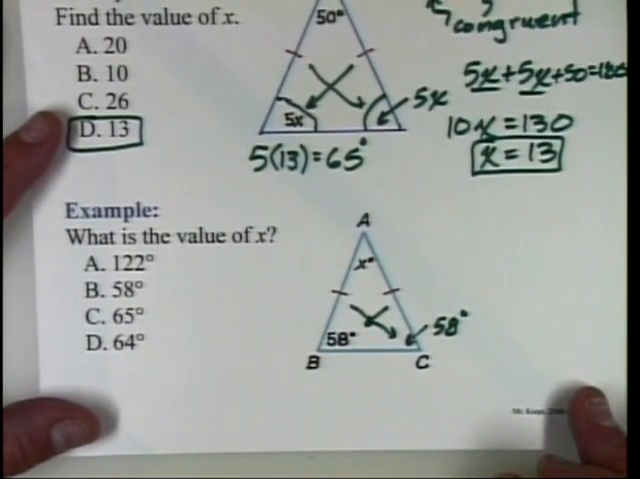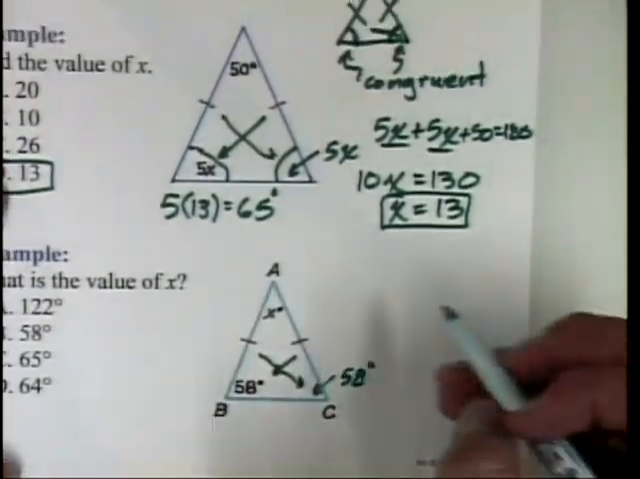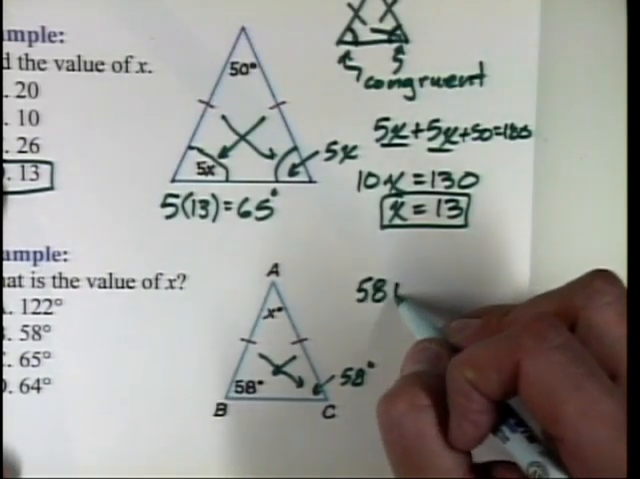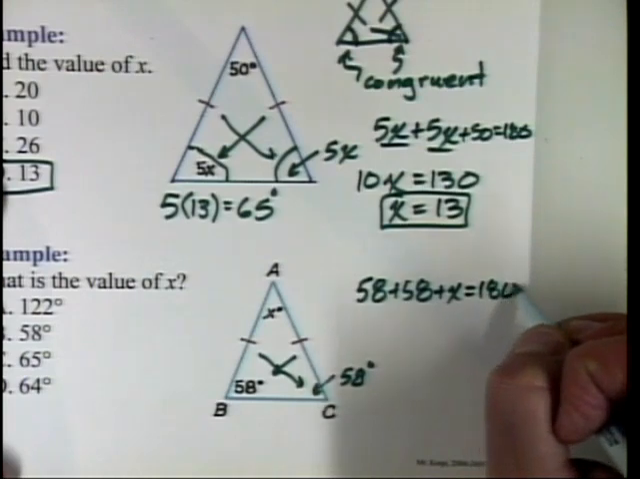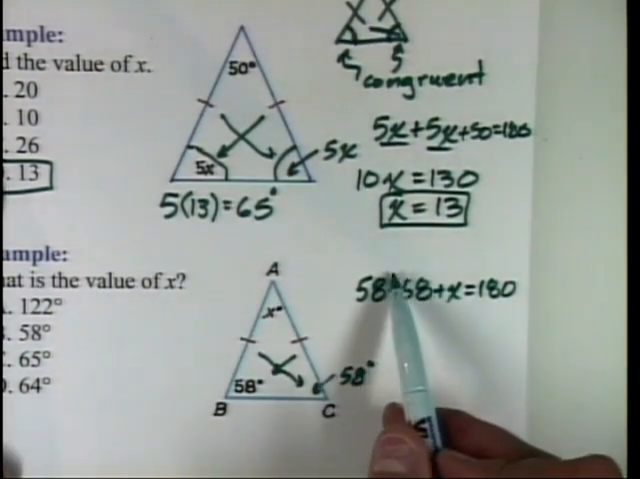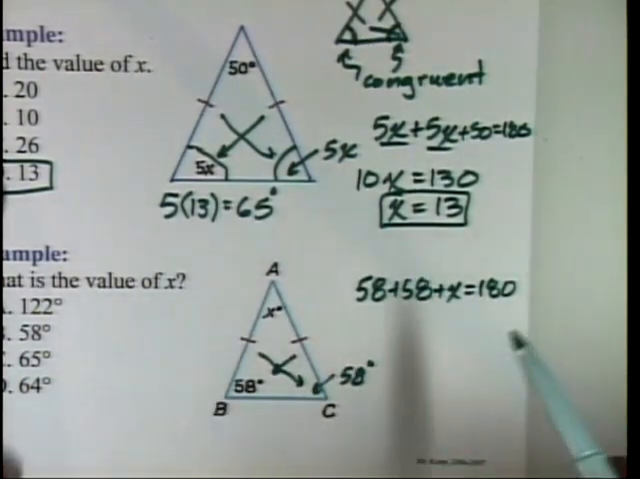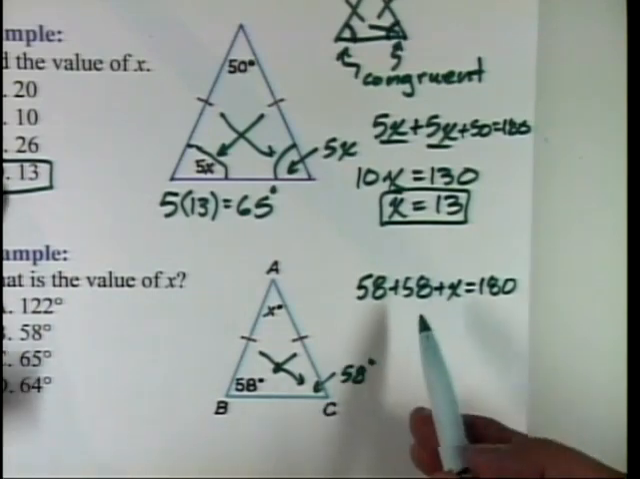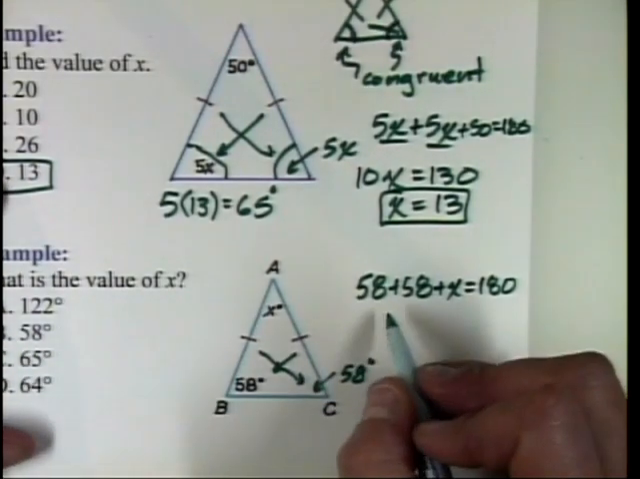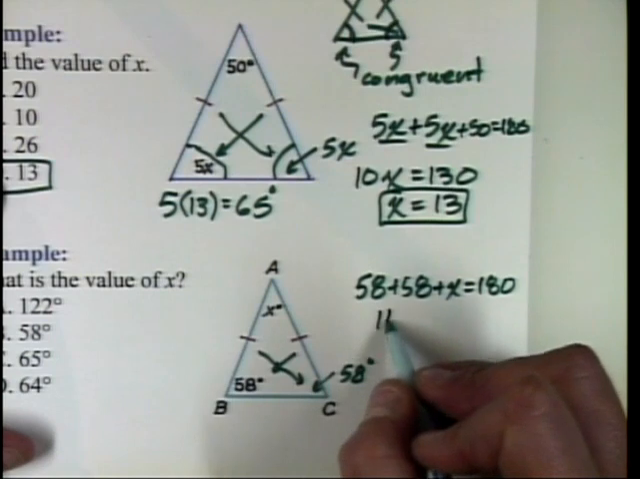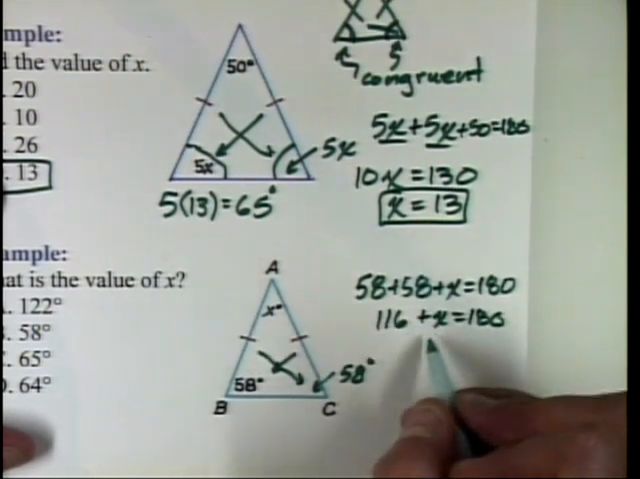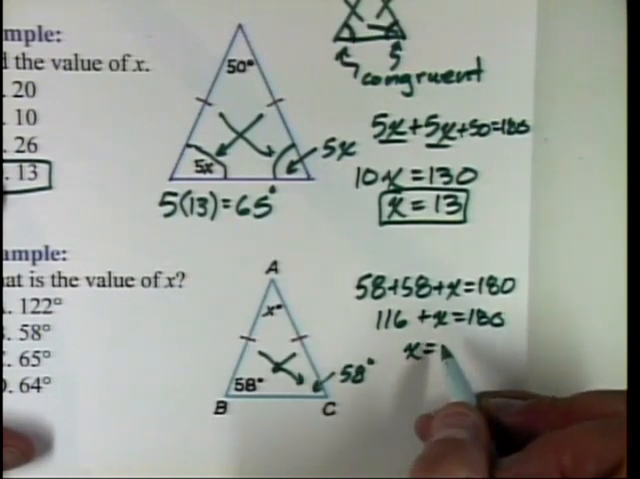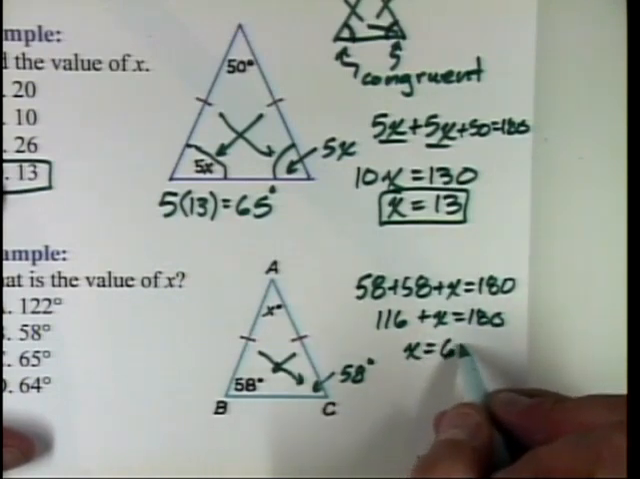Well, it's very similar to the above problem. We can add them all up. So 58 plus 58 plus x has to equal 180. Now, whether or not I write the little bubble for the degree symbol, it's implied to be degrees. So we really don't need to write them. So 58 plus 58 is 116 plus x equals 180. And I'll subtract 116 from both sides. And when I do that, I get 64.